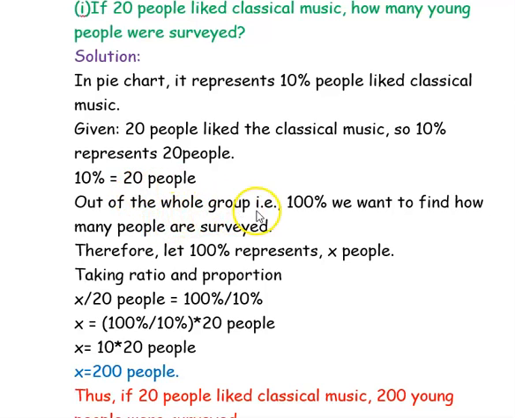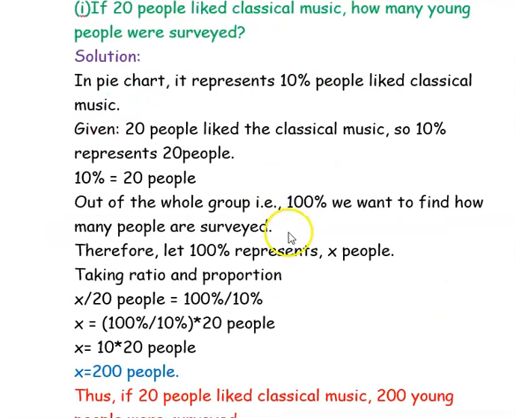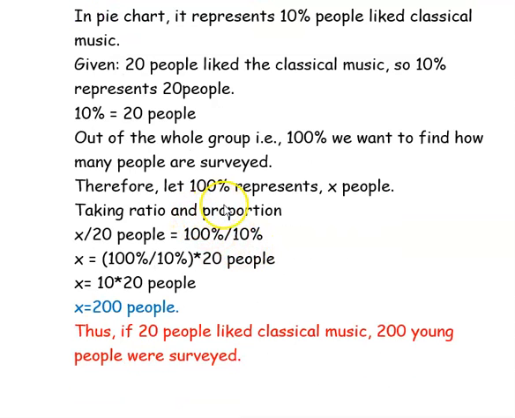Out of the whole group, that is 100%. If you add all these percentages, you will get 100. 10 plus 20, 30, 30 plus 40, 70, 70 plus 30, 100. So the whole group is 100%. We want to find how many people were surveyed. Therefore, 100% represents X people.